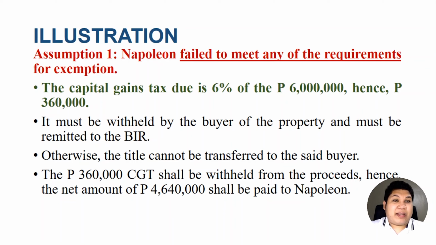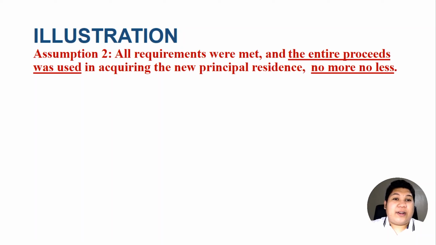Remember that the price is 5 million and the current fair market value is 6 million. Our tax base is the higher amount, the 6 million, which means 6 million times 6%, that is 360,000. But the buyer will withhold such 360,000 from the proceeds, from the selling price, which means 5 million minus 360,000, the seller would receive only an amount of 4,640,000 pesos. Assumption 2. All requirements were met and the entire proceeds was used in acquiring the new principal residence.